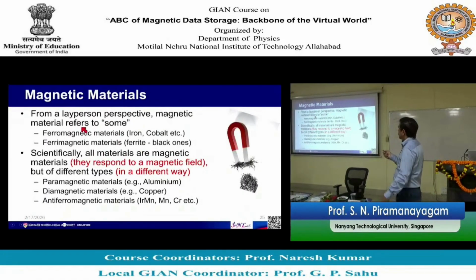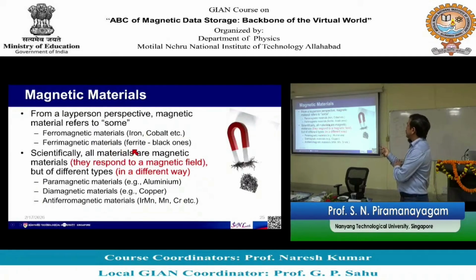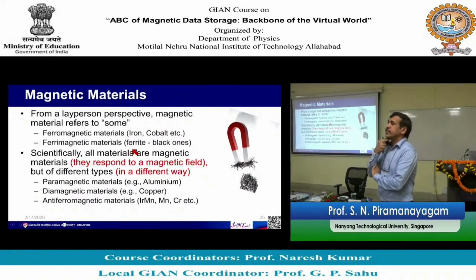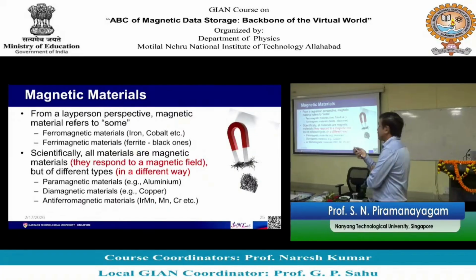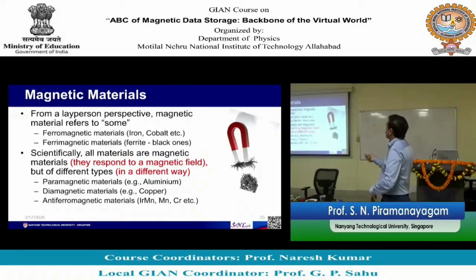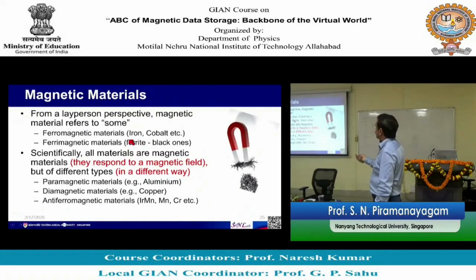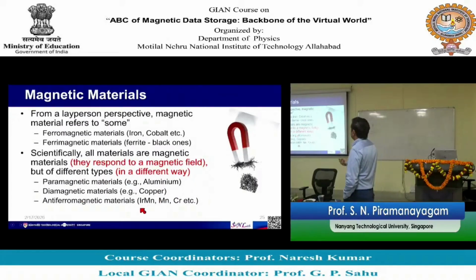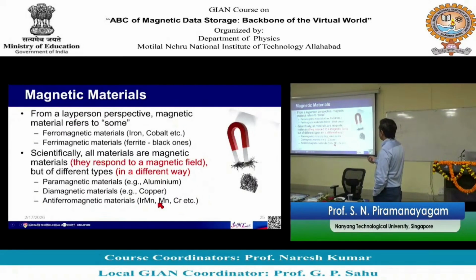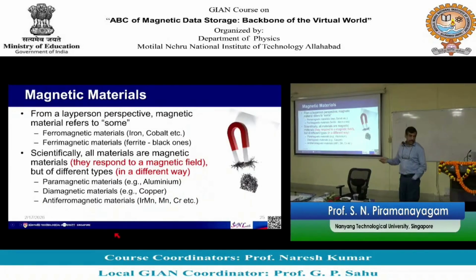Okay, so some examples of ferromagnetic materials are iron, cobalt, etc. And ferrimagnetic materials are like ferrite. For example, if you look at the fridge magnet, it's black in color, that's basically some sort of ferrite. So, those are ferrimagnetic materials. Aluminium, ruthenium are paramagnetic materials, copper is diamagnetic, and the antiferromagnetic materials are like manganese, chromium, and some compound alloys like this.